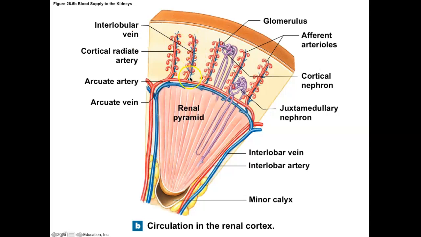They're going to join in with the arcuate vein. The arcuate vein becomes the interlobar vein. The interlobar vein then becomes renal vein. So there's no segmental veins here.